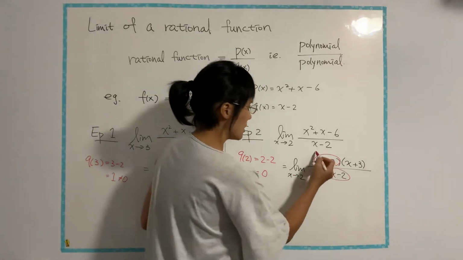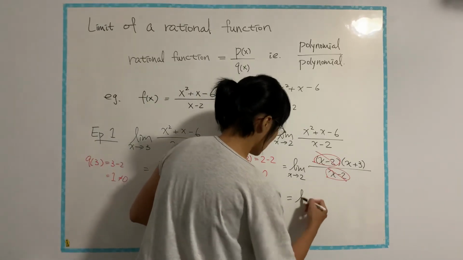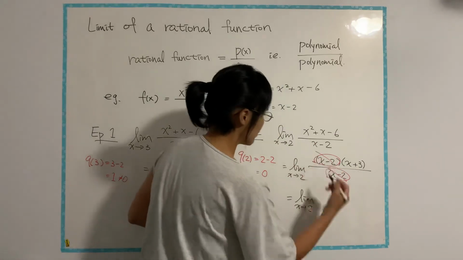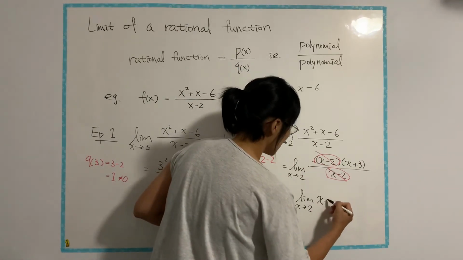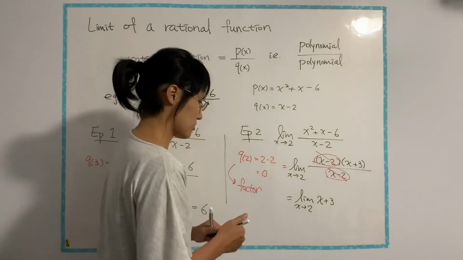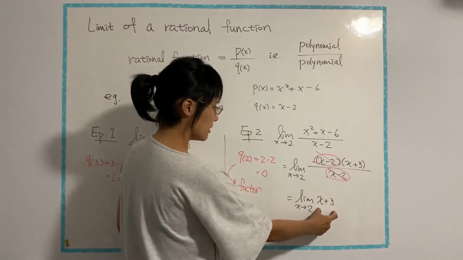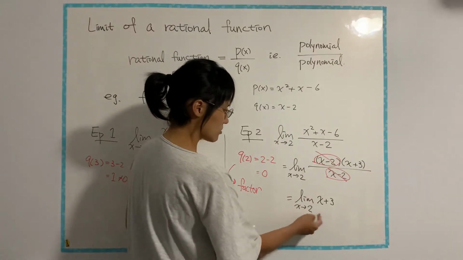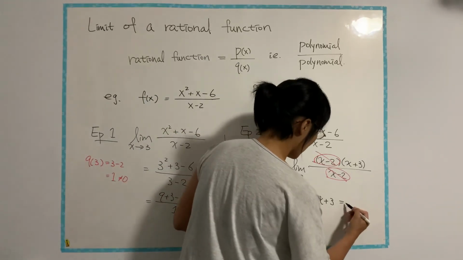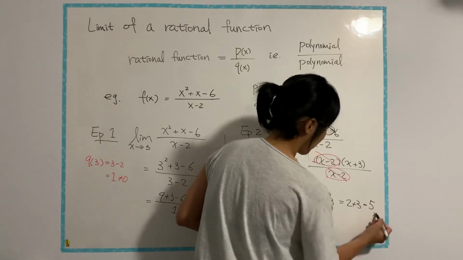Okay, so now you see that both the top and the bottom have the same factor, therefore we can cross it out. After you cross it out, you get that the limit you wanted to evaluate equals the limit of this new function we get, x plus 3. Okay, so now this is what? A polynomial. And when I plug 2 into the polynomial, nothing weird happens. So let me just go ahead, plug it in, 2 plus 3. I get 5.